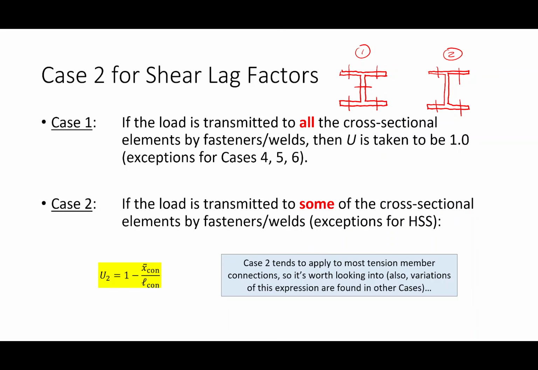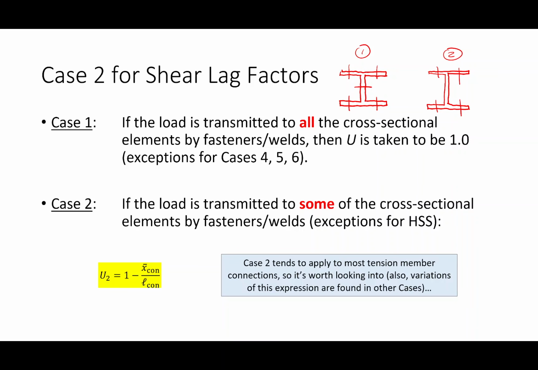Okay? So the difference between case 1 and case 2 is case 1 says all of the cross-sectional elements are connected. Case 2 says some of the cross-sectional elements are connected. Now, of course, there's an all, there's a some, there's not a none, because you have to have something connected to something in order for there to be a connection. So case 1 and case 2 are really the ones that you should look at first for any given connection, then go to the remaining cases and see if they apply.